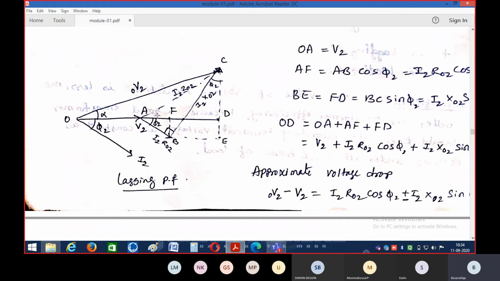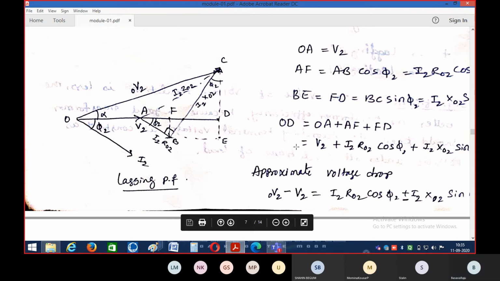Okay. So what do we get for AF? If this is phi 2, AF is equal to AB cos phi 2, that is equal to I2 R02 cos phi 2. Similarly, what is BE equal to? That is equal to FB, which is equal to BC sin phi 2, that is equal to I2 X02 sin phi 2 we will get.